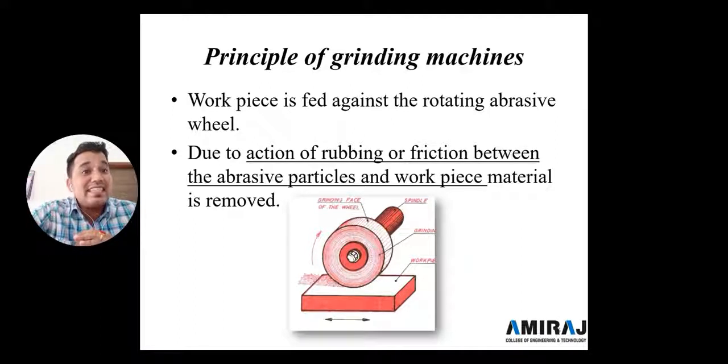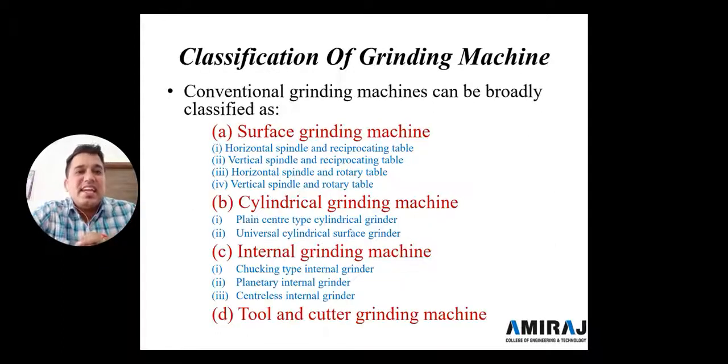Due to the rubbing action and friction between the abrasive particles, the workpiece material is removed. Actually, grinding is particularly used for the micro surface removing process. So for high accuracy as well as final finish, we use the grinding wheel. Let's see. One important question asked in GTU: classification of the grinding machine.